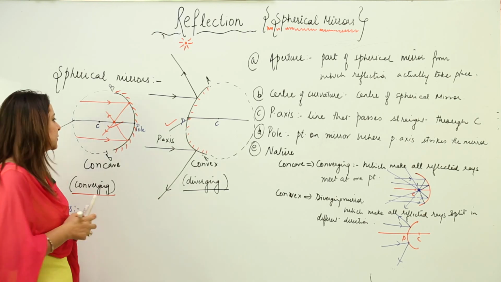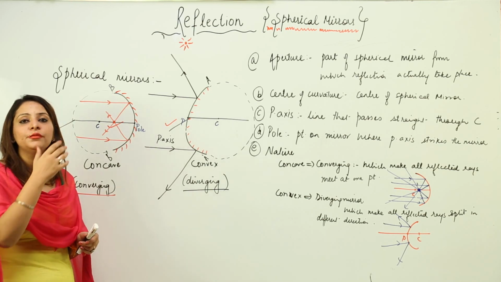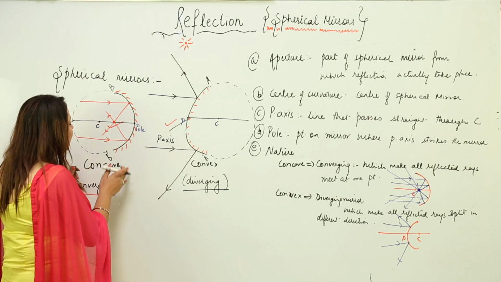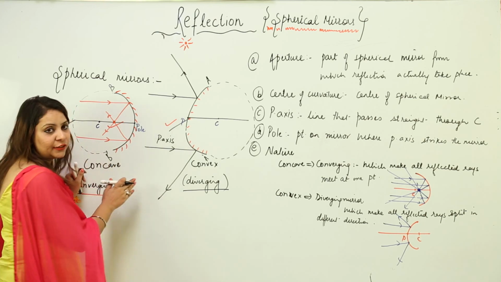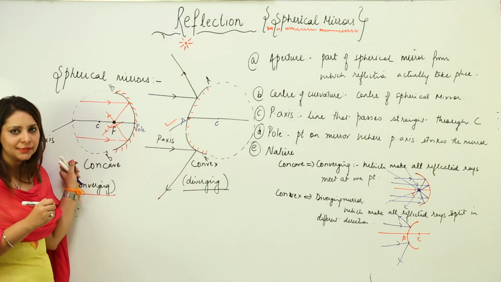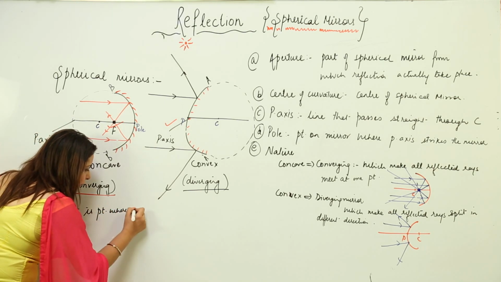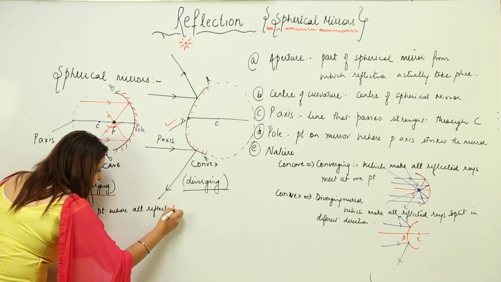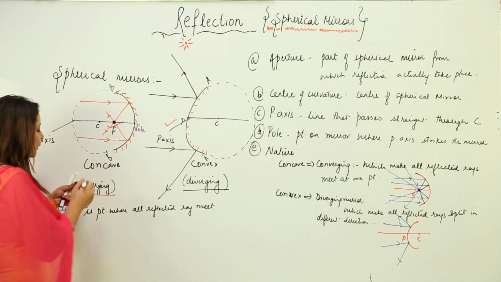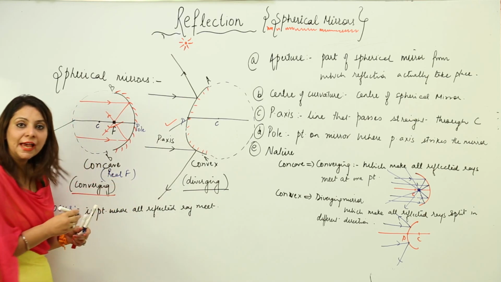Now what is focus? Focus is that point where the reflected rays are actually meeting or where they appear to meet. If we talk about a concave mirror, let's locate where the focus is. So focus is a point where all reflected rays meet. This is that given point where all reflected rays are meeting. So this is called focus. And as you can see, they are actually meeting. So that means a concave mirror has a real focus because it is actually meeting.